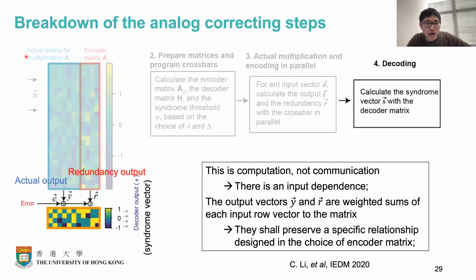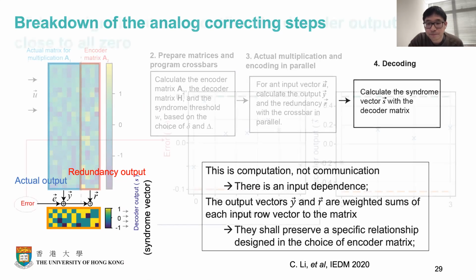And this actual output, combined along with the redundance output, can be checked with a decoder matrix as shown here. We call the output of the decoder matrix a syndrome vector. This is because this vector includes the information of whether an error has occurred and the location of the error.